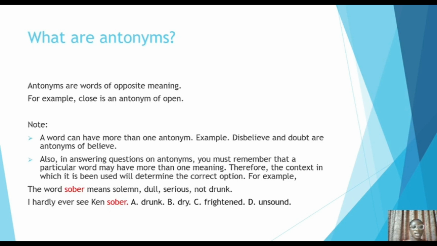What are antonyms? Antonyms are simply words of opposite meaning. That means when a word is placed, what is the opposite of that word? For example, close is an antonym of open, in the same way that hot is an antonym of cold. Now, there are things to note when discussing antonyms. Firstly, a word can have more than one antonym. That means that a word is not limited to having just one opposite. For example, disbelief and doubt are antonyms of belief.